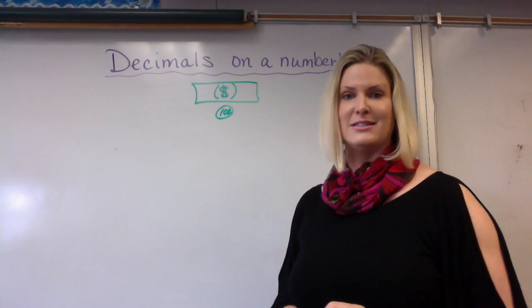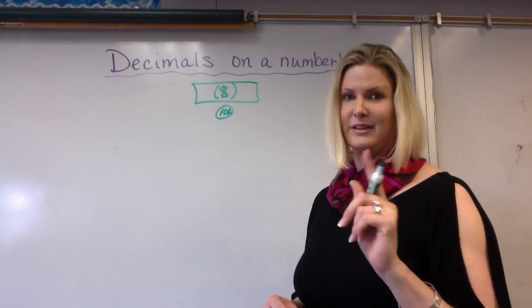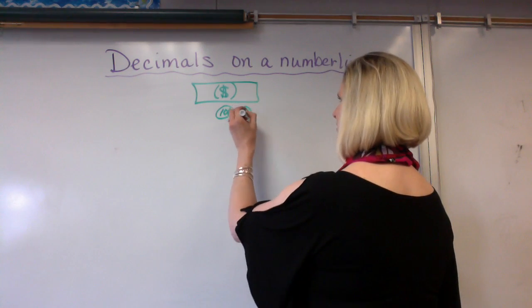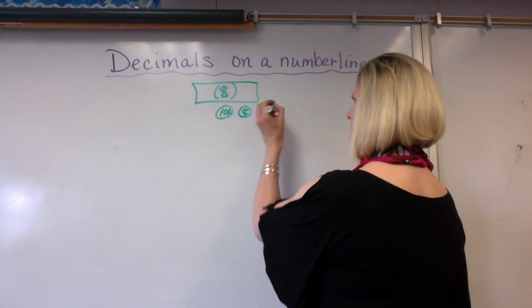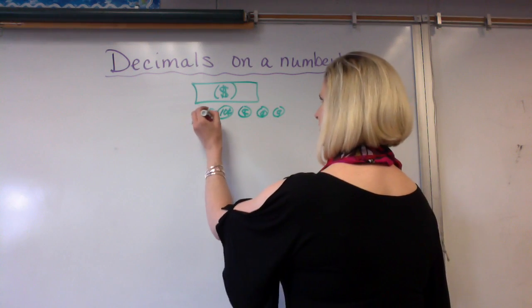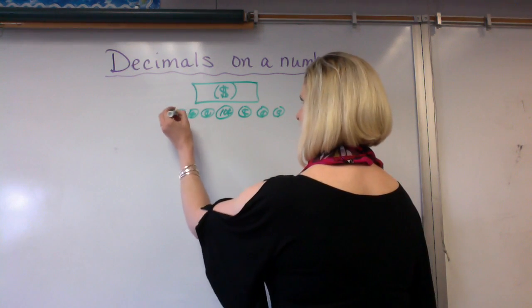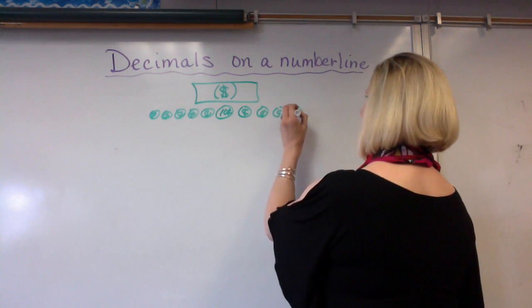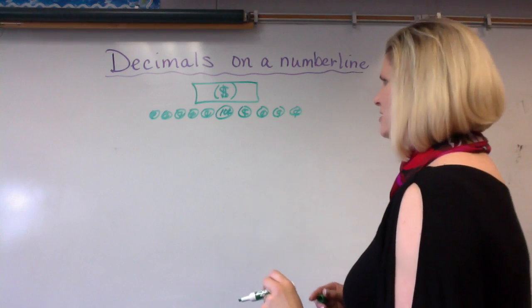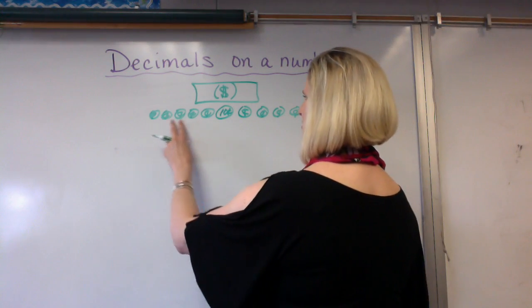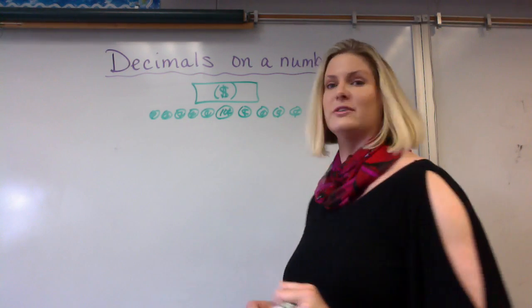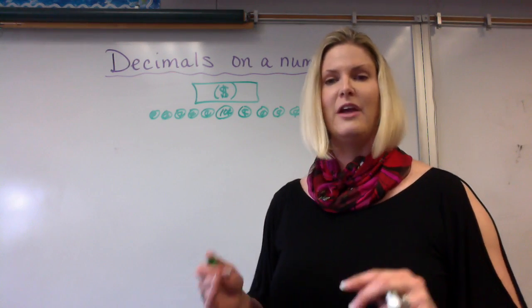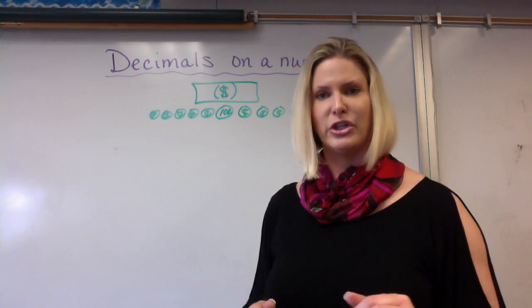How many dimes are in $1? 10. So let's put our dimes. Here's 4, 5, 6, 7, 8, 9, and one more over here is 10. So there's your 10 dimes. 2, 4, 6, 8, 10. All right, so your 10 dimes. So 10 dimes equals $1. That's a smaller increment of currency.